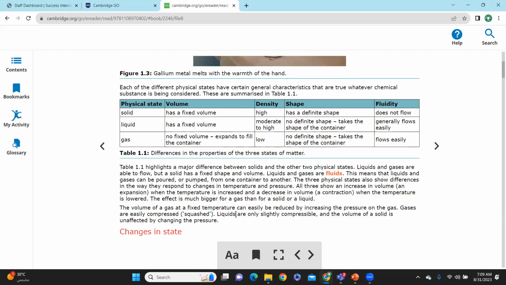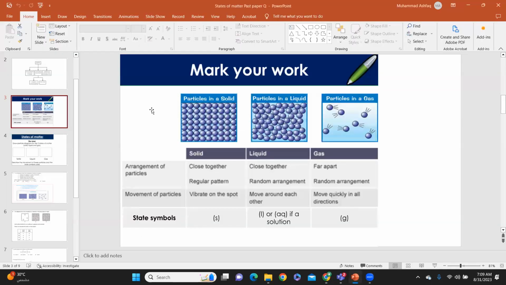Density means how heavy or light things are. This is a property where D is equal to M over V, mass over volume. In the next session, we will discuss it in detail, so don't worry. Now after that, come back again.